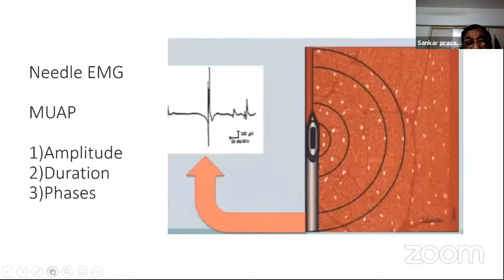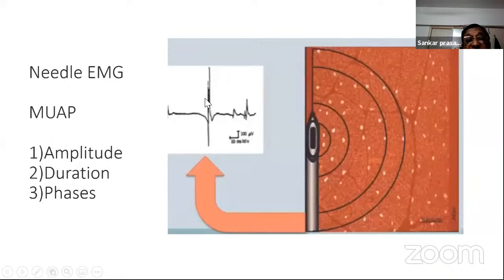The motor unit action potential will be assessed for amplitude, duration, and phases. As I said earlier, this needle will only catch the action potentials of these 2 or 3 fibers in the normal muscle, and that is reflected in the amplitude of the MUAP. And it also picks up electric potentials from all the fibers of the motor unit, and that will give you the duration of the MUAP.